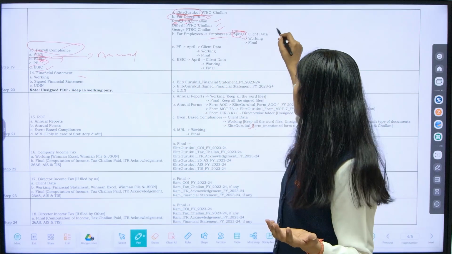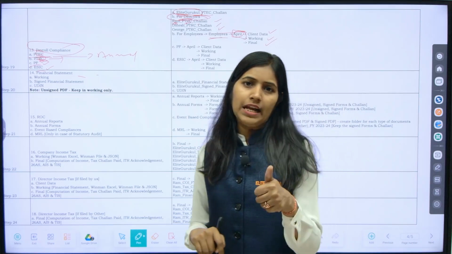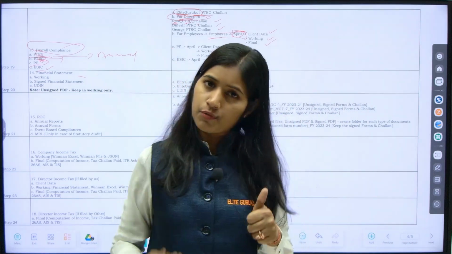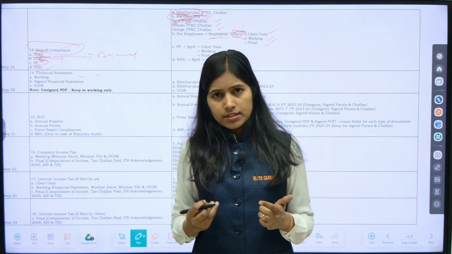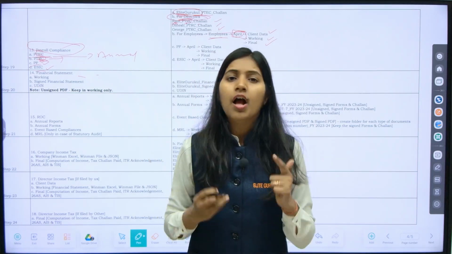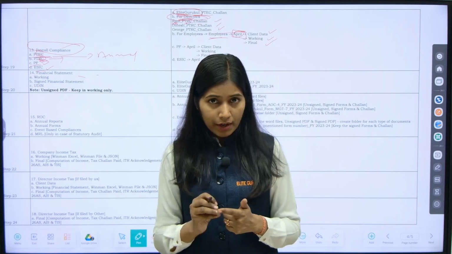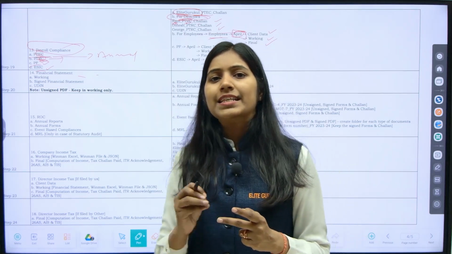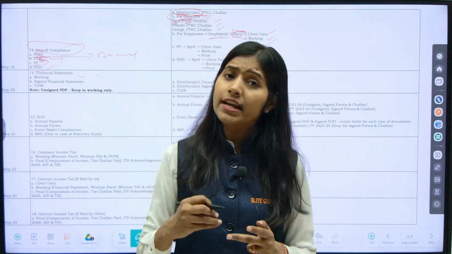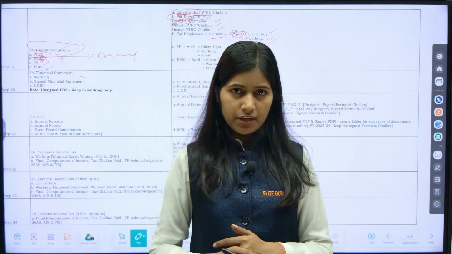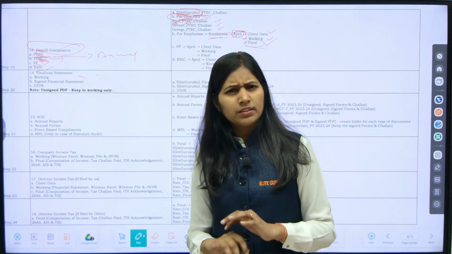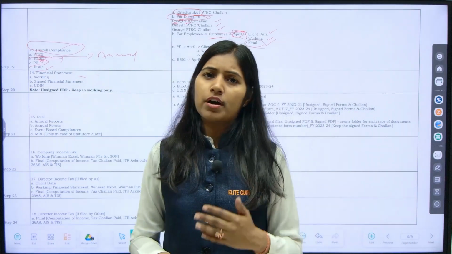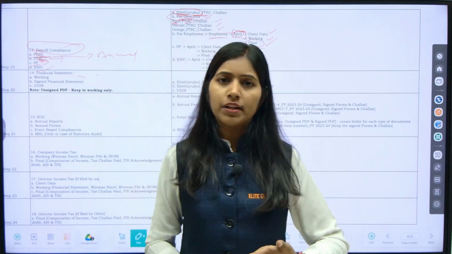You have to keep 3 folders in it. One is client data, the data which you have received from the client. Second, because to calculate PTRC, you are going to do certain working. Working will form part of your working folder, and once the PTRC is filed, some challan will be generated, and that you have to keep in the final folder. That's all. Done. And this you are supposed to do for all the 12 months.